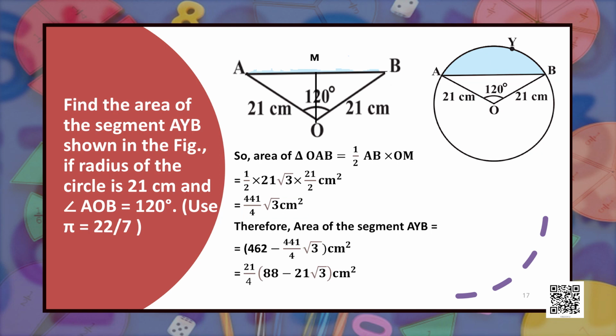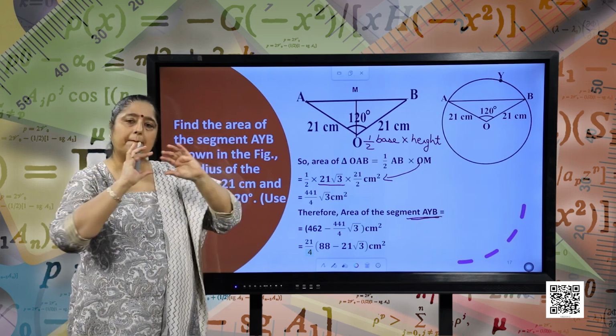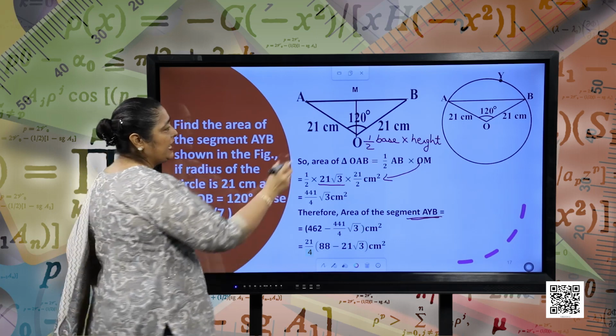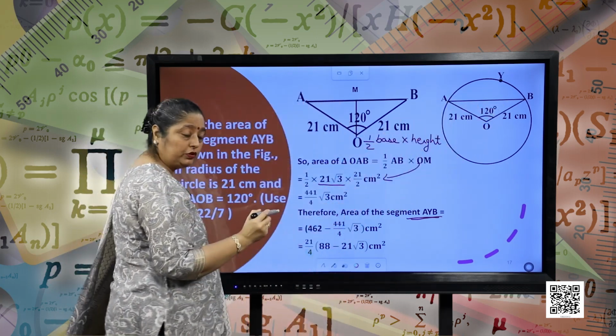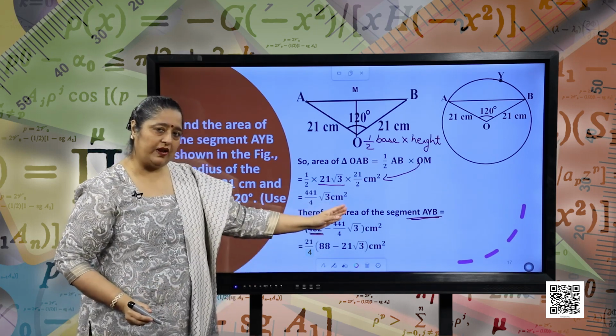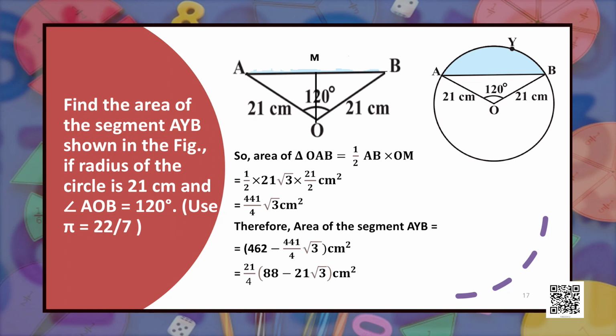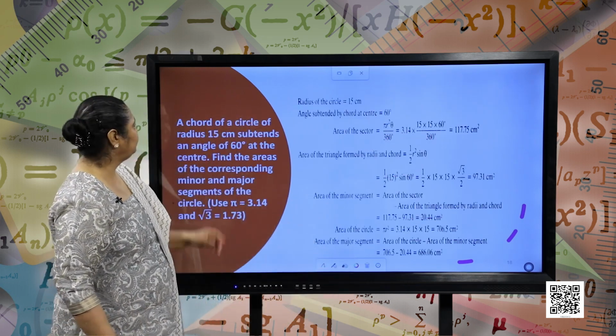Therefore, area of the segment AYB. What will be the area of the segment? Area of the segment will be area of the complete sector minus the area of the triangle. We have both now. So, 462 minus 441 root 3 divided by 4. Calculating it further, we have 21 by 4 as common and 88 minus 21 root 3 centimeter square. I hope this is clear. Now, let us move forward.